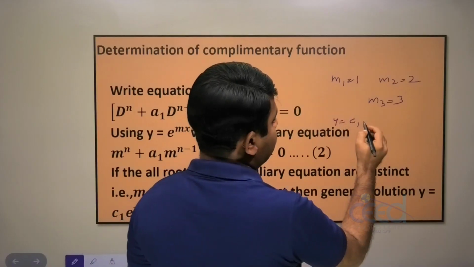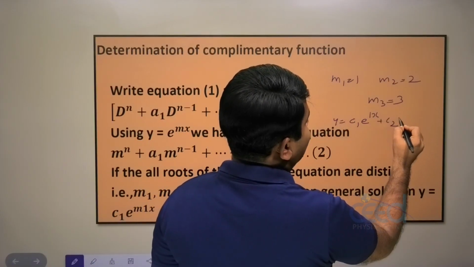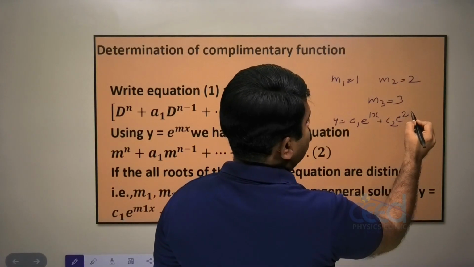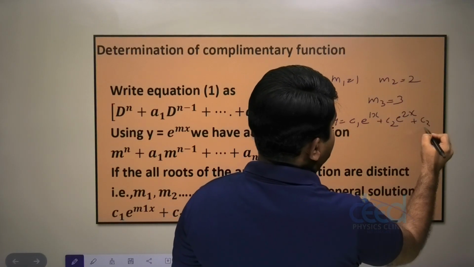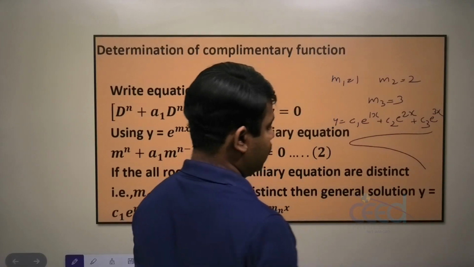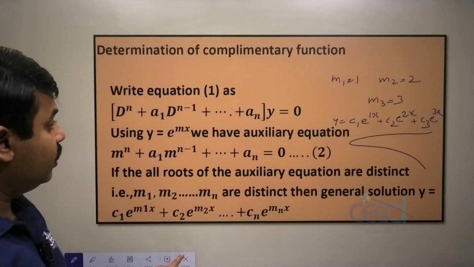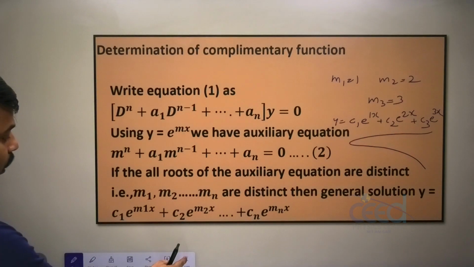Then C1 e raised to m1x, that is 1x, plus C2 e raised to m2x, that is 2x, plus C3 e raised to m3x, that is e raised to 3x. This is the only solution, right? Alright. So if the m values are different, we do it like that.